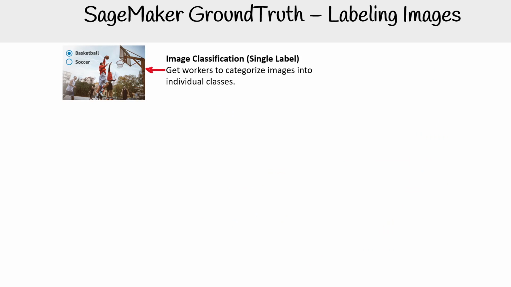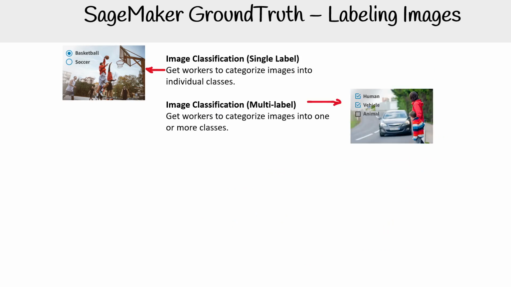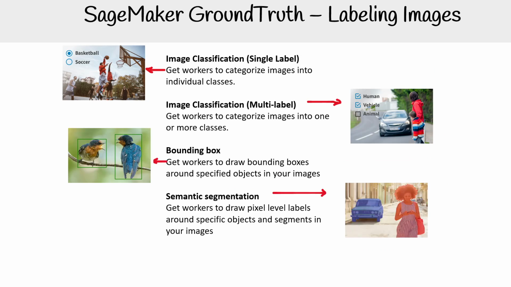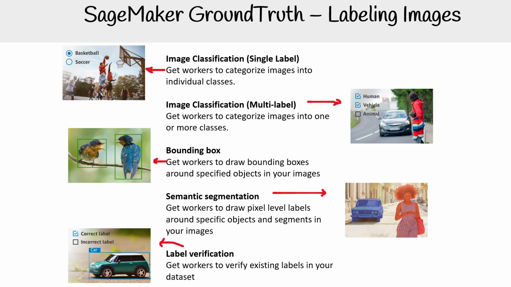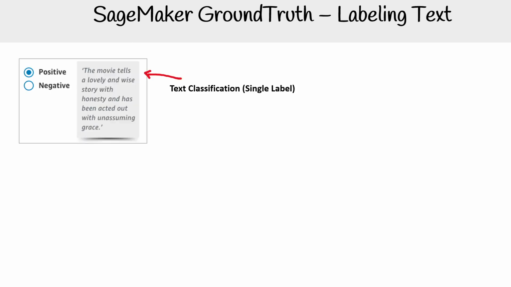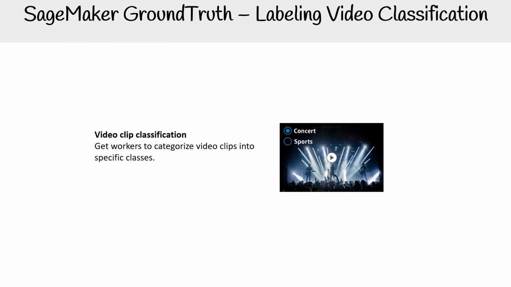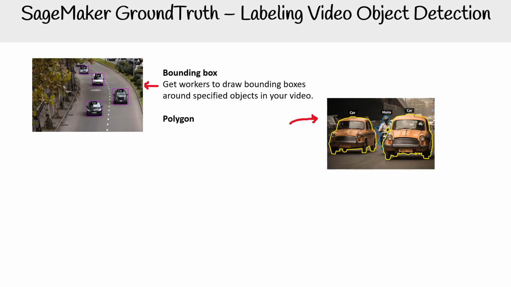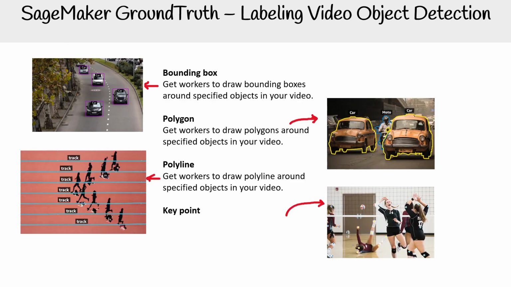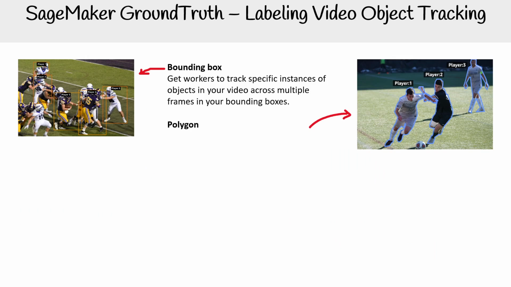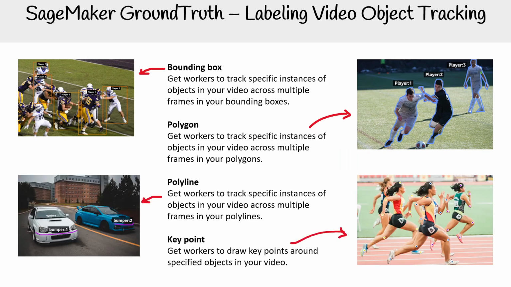So here we have image classification. We have multi-label. These are just templates that you can utilize for labeling. We have bounding box, semantic segmentation, label verification, okay. For labeling text, we have text classification, so choosing whether something is positive or negative as an example. Multi-label, named entity recognition. We also have templates for video clips. We have object detection with bounding boxes, polygons, polylines, key points. And we have bounding box, like this is for video object tracking. So bounding box, polygon, polyline, key point, as you can see there.